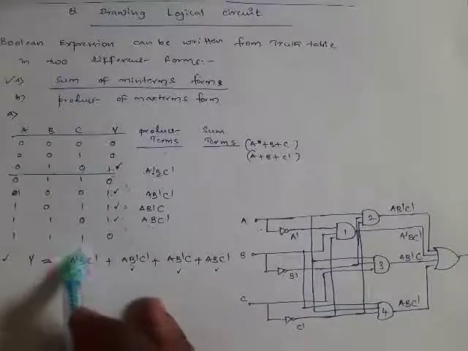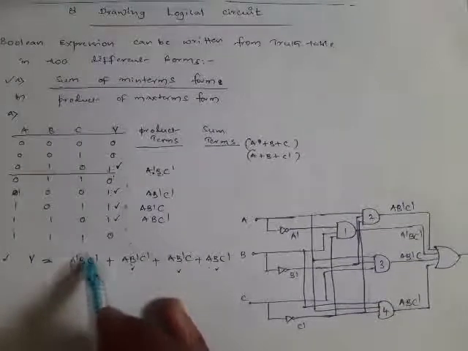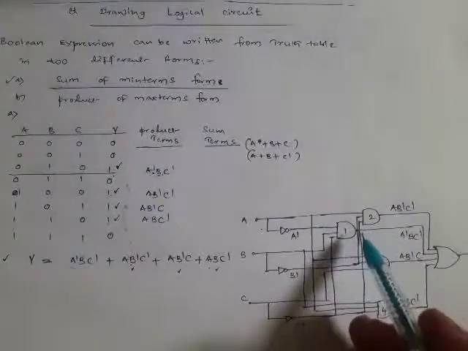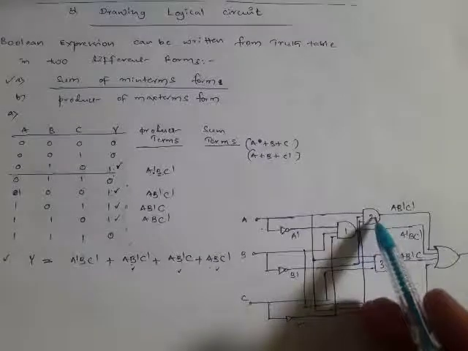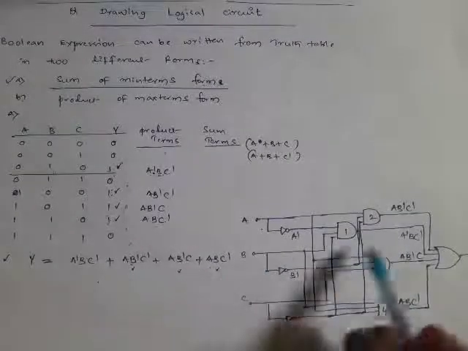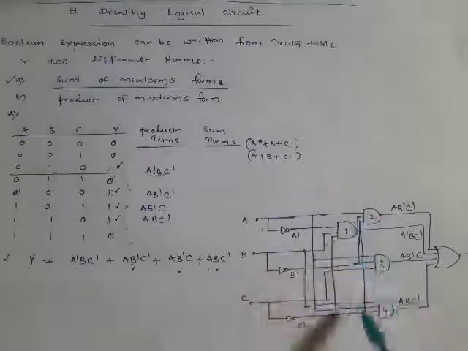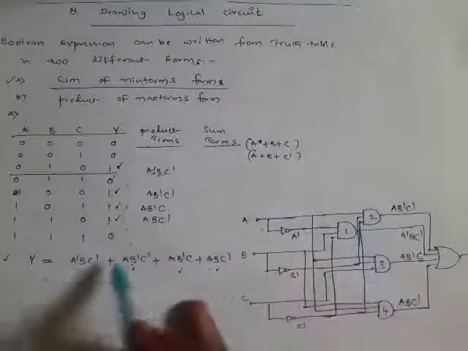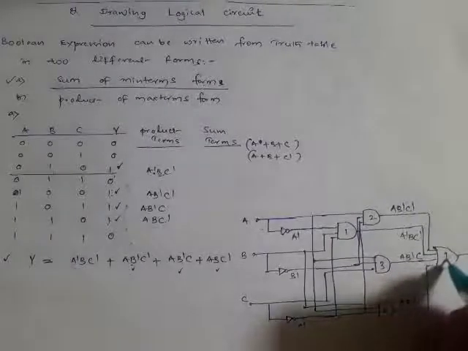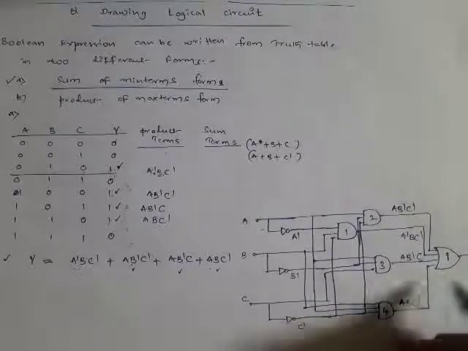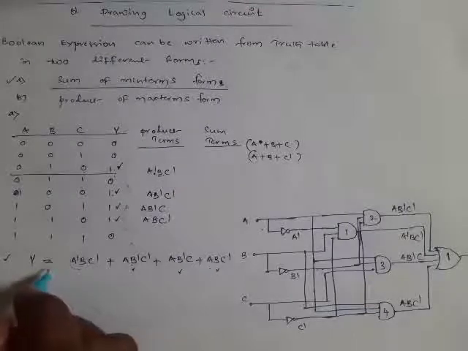So for every product term, the expression is in the form of sum of product terms. So each product term can be obtained separately by an AND gate. First product term is obtained by AND gate 1, second product term is obtained by AND gate 2, and so on. 4 product terms require 4 AND gates, and finally to get the logical sum of all the product terms we require 1 OR gate. So this way the output of this OR gate will be the final expression for the Boolean function.